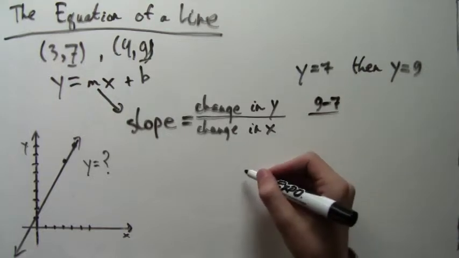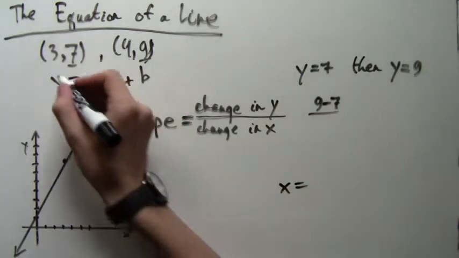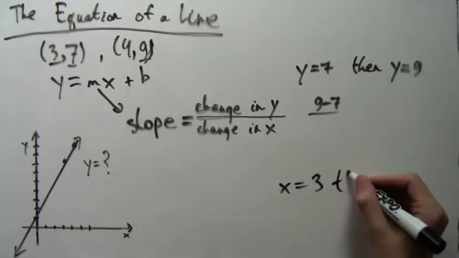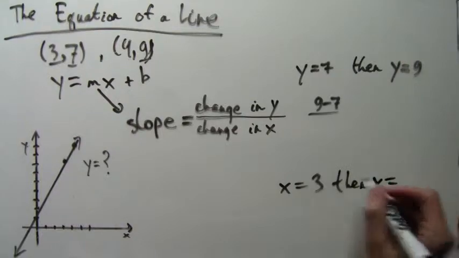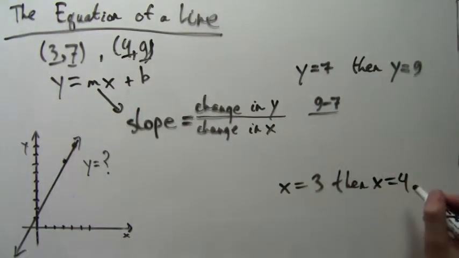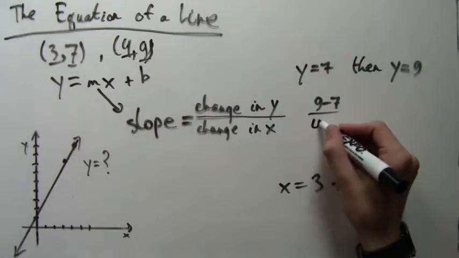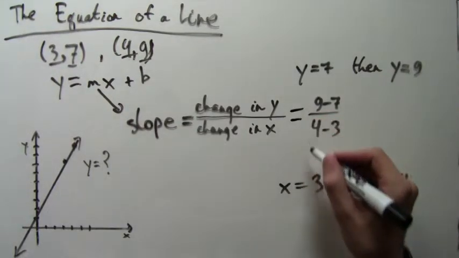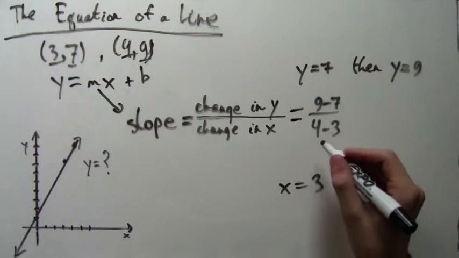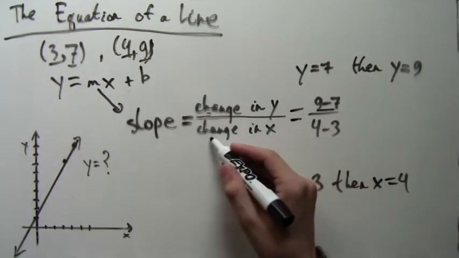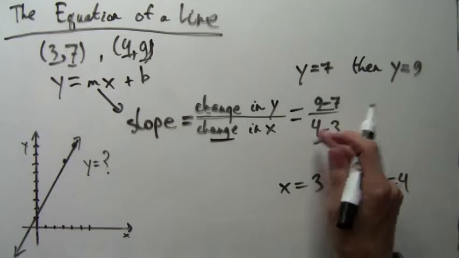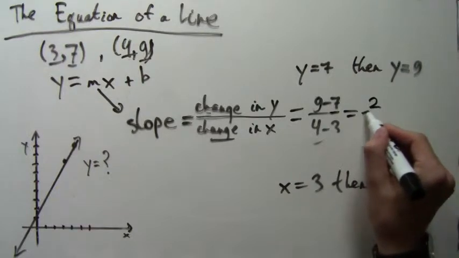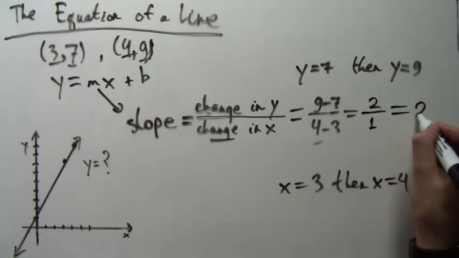Now x. The first x-coordinate is 3. Then in the next point, the x-coordinate becomes 4. So the change in x is 4 minus 3. And that will equal the slope, because now we have change in y over change in x. We just compute it. 9 minus 7 is 2, and 4 minus 3 is 1. And 2 over 1 is just 2. So the slope must equal 2.